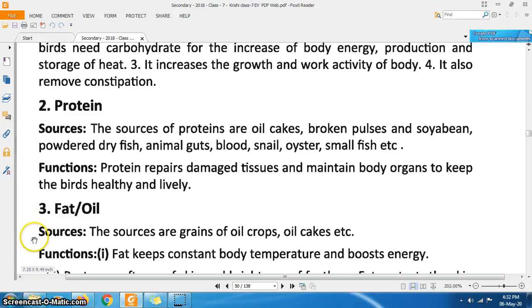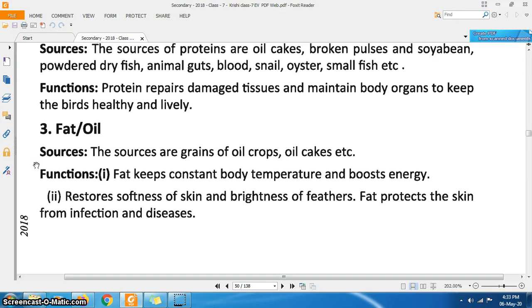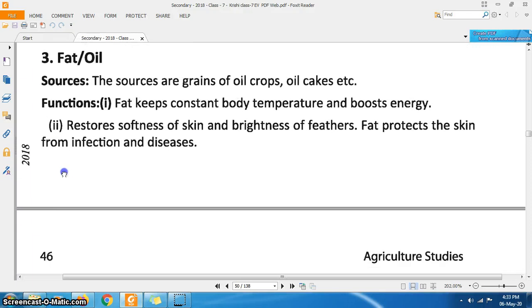Functions. Protein repairs damaged tissues and maintains body organs to keep the birds healthy and lively. Fat, oil. Sources are grains of crops, oil cakes, etc. Function. Fat keeps constant body temperature and boosts energy. It restores softness of skin and brightness of feathers. Fat protects the skin from infection and diseases.